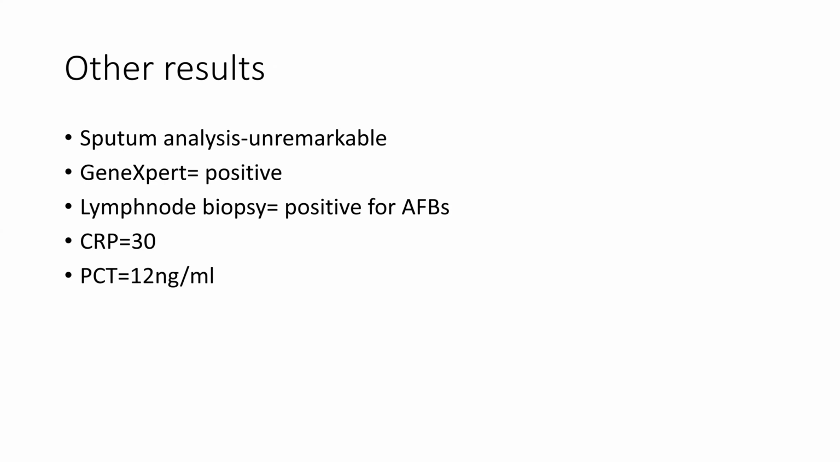Then the CRP was 30. The reference range for that particular lab was up to 1. The procalcitonin was 12 nanograms per mil, and normally you expect it to be less than 0.05.